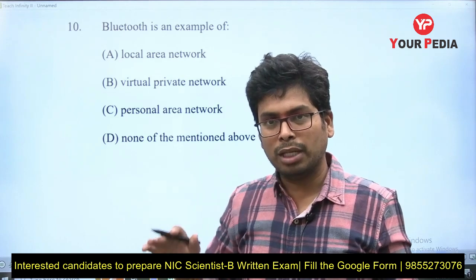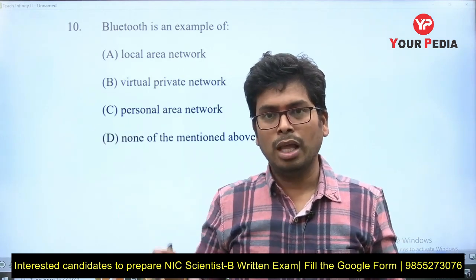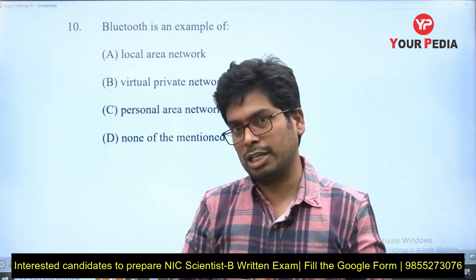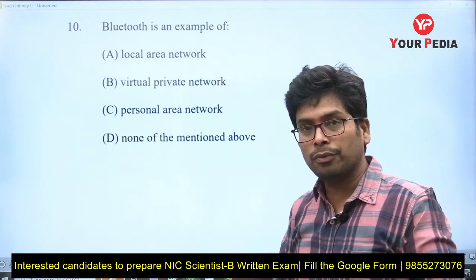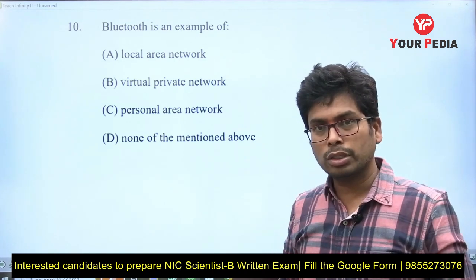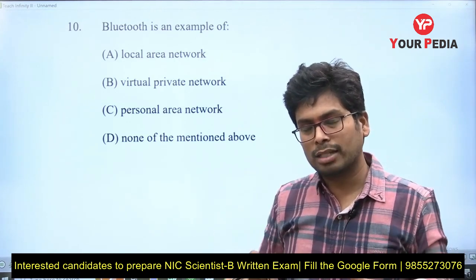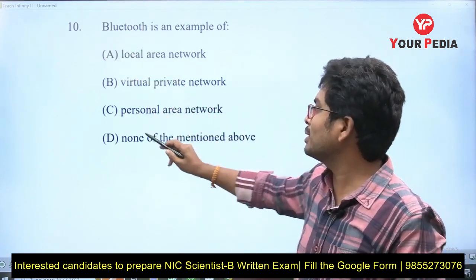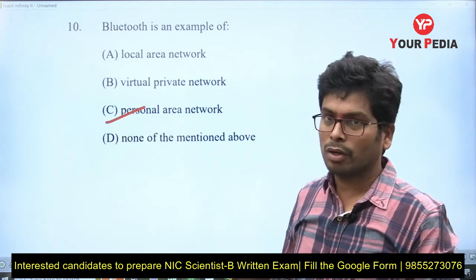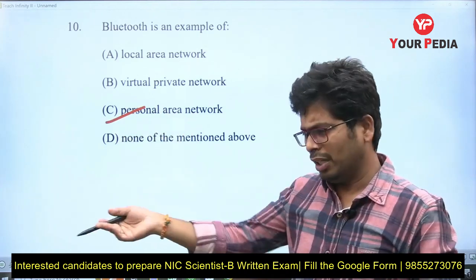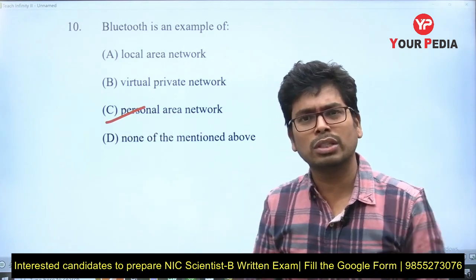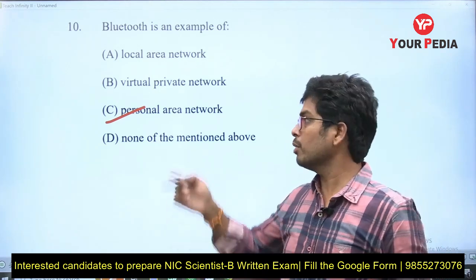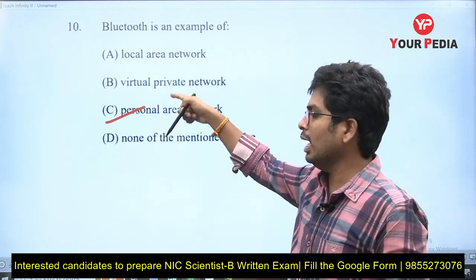In the small area, with the help of the mouse, we can interact with the system. With the help of the keyboard, we can enter data. Such a small network is called a personal area network. And Bluetooth is an example of it. With Bluetooth, we can connect devices for our personal purpose in a very small area, not a very long area, right? We connect a Bluetooth mouse, Bluetooth keyboard, Bluetooth camera for personal purpose in a small area. That's why Bluetooth is an example of a personal area network.